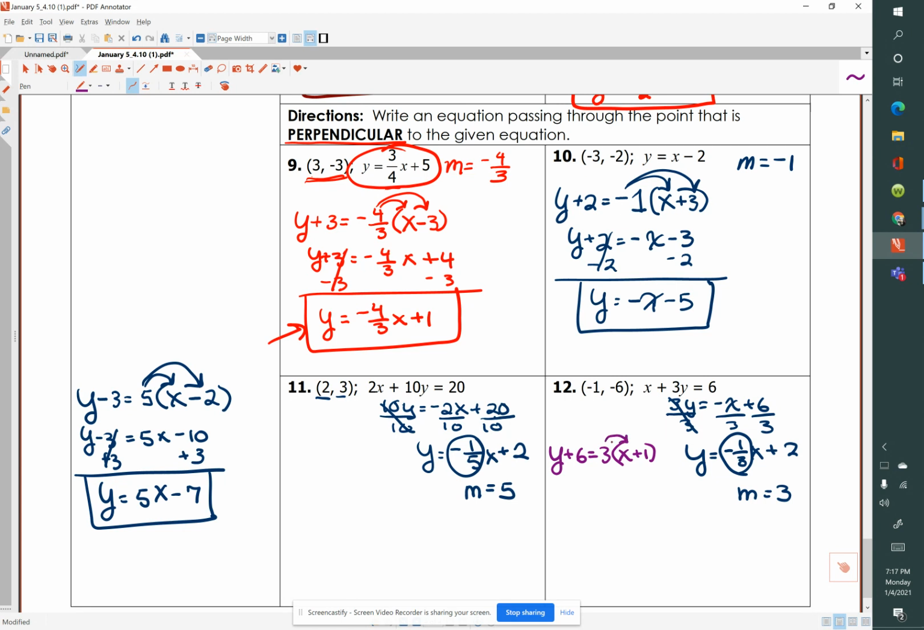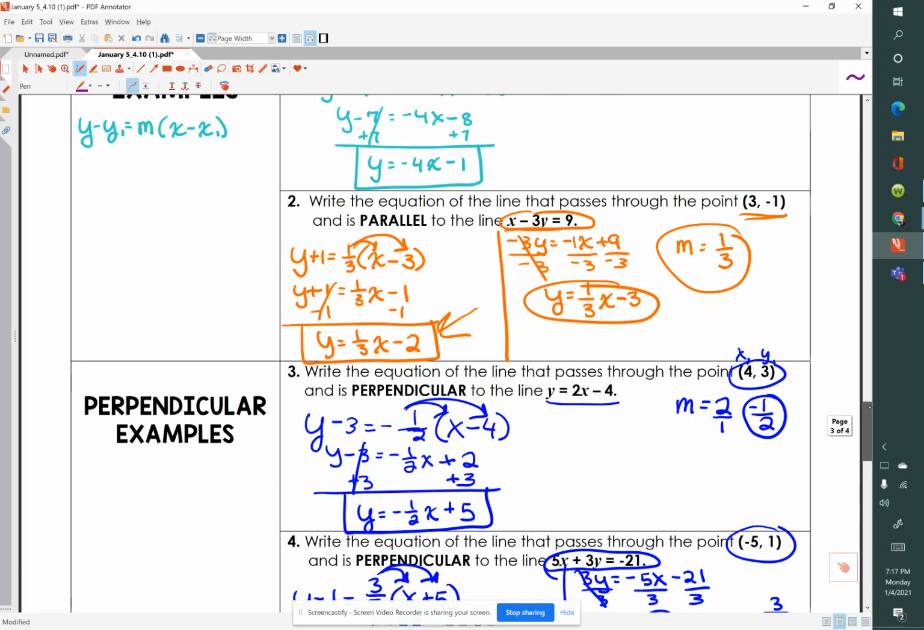And now we distribute through the quantity in parentheses, and we are left with y plus 6 equals 3x plus 3. And we subtract 6 from each side to get y equals 3x minus 3. So positive 3 minus 6 is minus 3. And that's our final answer. Remember, you can check all of these by using Desmos. So you worked hard. Let's go to our exit ticket.